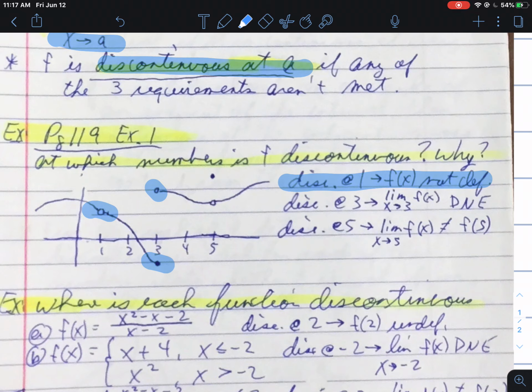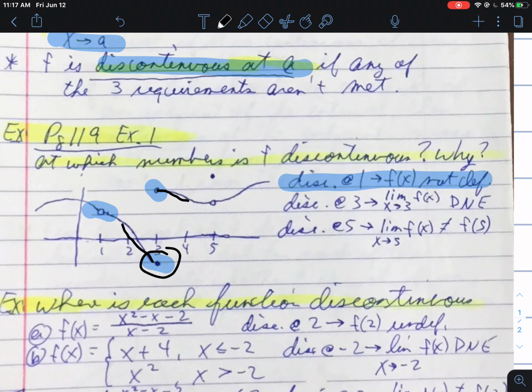Now, why is it discontinuous there? Well, that has to do with the limit. Because notice the first requirement, the function has to be defined. Well, it's defined down there at the bottom. There's a closed point here. So f of 3 is defined. But the limit as x approaches 3 does not exist. Why does that limit not exist? Because as we approach 3 from the left, our function is approaching whatever that y value is. As x approaches 3 from the right, it's approaching whatever that y value is.